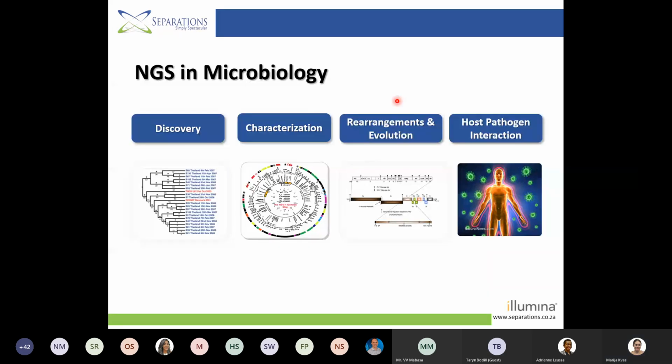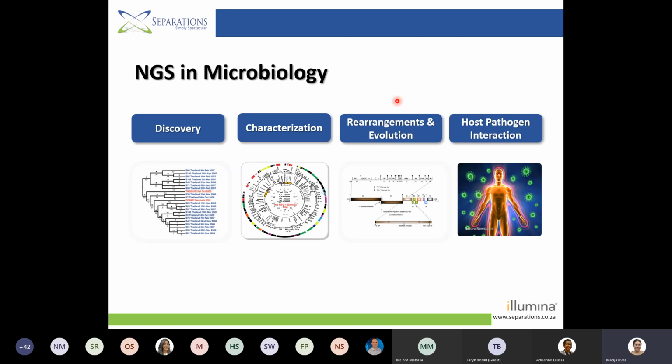When it comes to NGS in microbiology, I'm sure many of you are aware that the latest pandemic, which is caused by SARS-CoV-2, the virus has been identified using NGS, and we are able to characterize it. Because of the NGS, we were able to do it so fast, and it also allows us to then develop qPCR methods, which are heavily used now for diagnostics and screening.